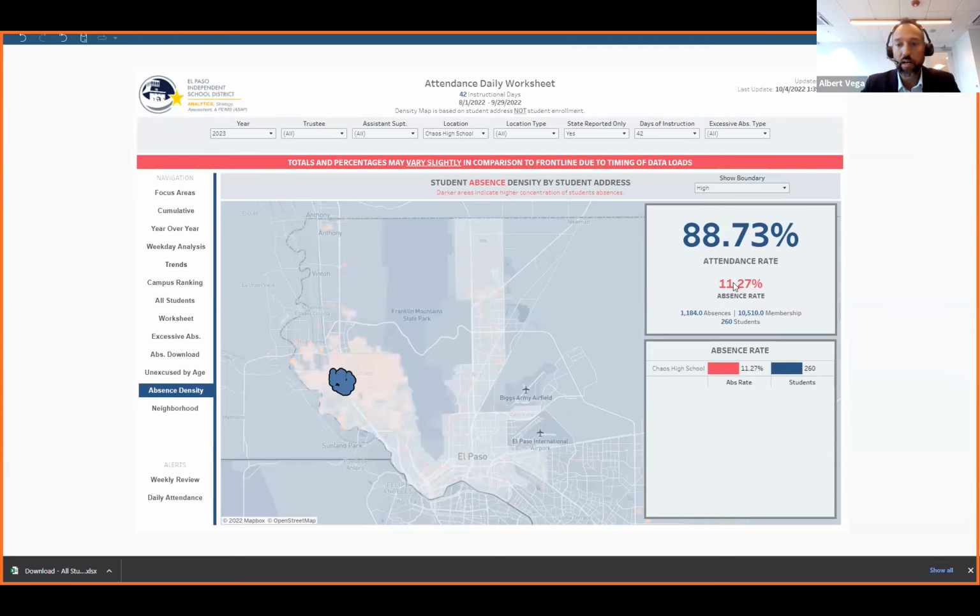Another nice thing about this is we can highlight that high concentration of absences, and you can see the data automatically changes. You can see the students I selected in this area. Their attendance rate is 88.73. There's 260 students that I selected, and out of those 260 students, we have about 1,184 absences between them all. So it's just another tool to give us a good idea of what's going on in terms of attendance.